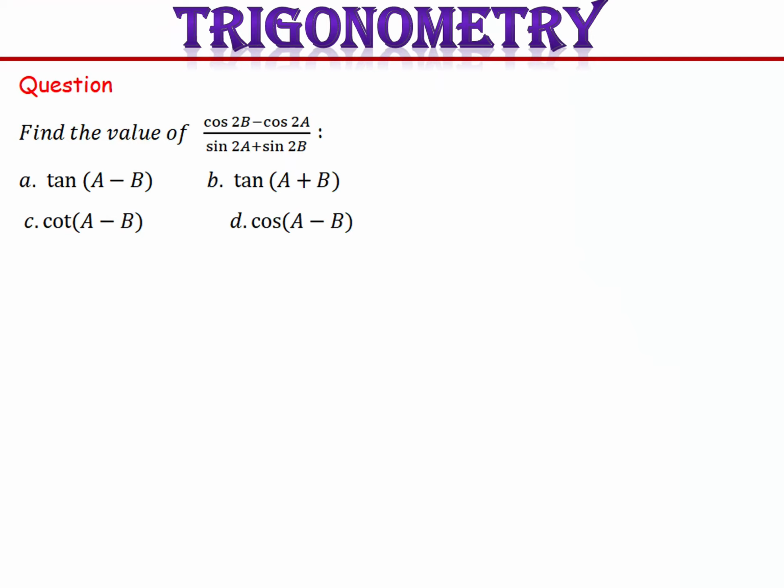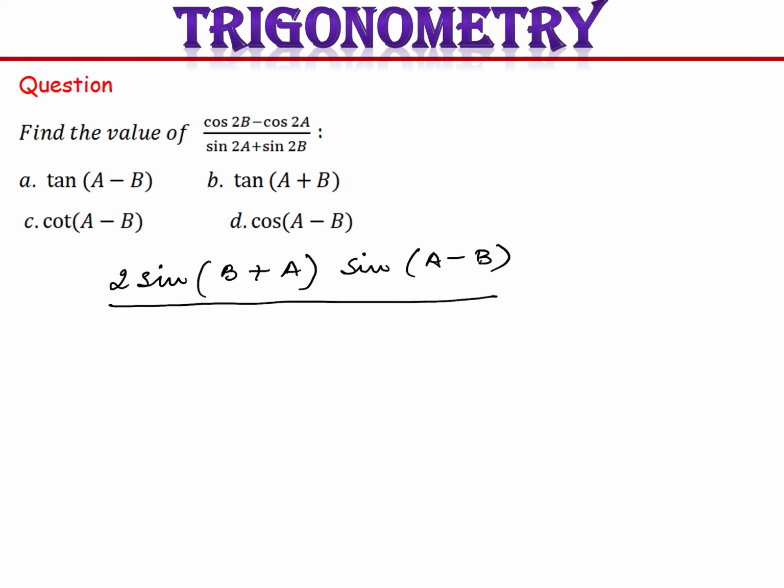I have to apply the formula of cos x minus cos y, which is equal to 2 sin (x plus y)/2, so this will become a plus b, and then sin (x minus y)/2, which is sin a minus b. Or if you write b minus a, then you have to write a minus sign outside. This is 2 sin a plus b, and here you have sin a minus b.